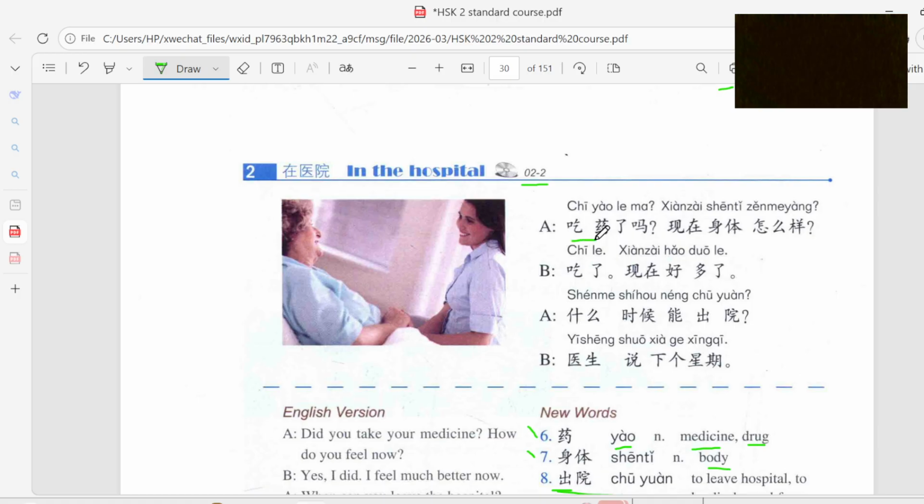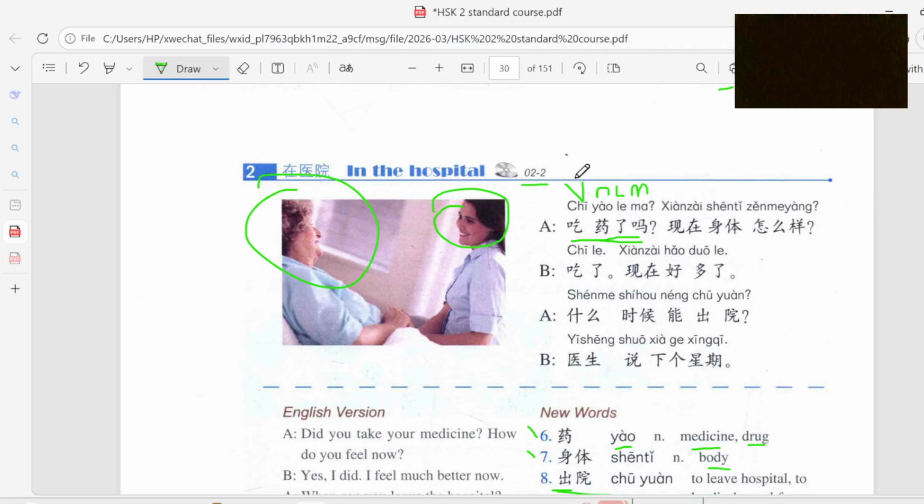It says, this is a question. 吃药了吗? Look at the nurse. She's asking the granny here. 吃药了吗? 吃 to eat or to take medicine. 吃药了吗? So here I have a structure. Verb 吃, right? Plus what? Plus noun, then plus le, then plus ma.